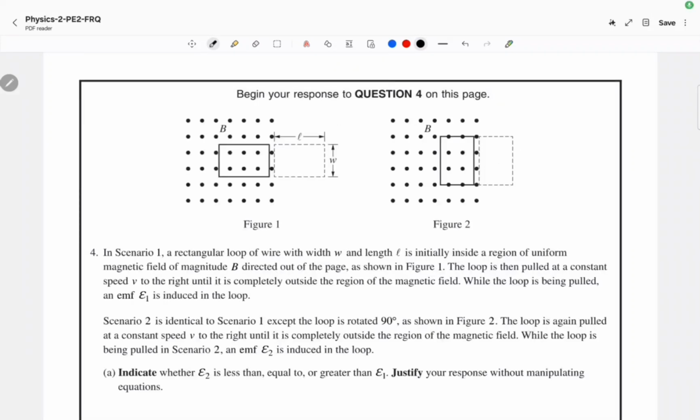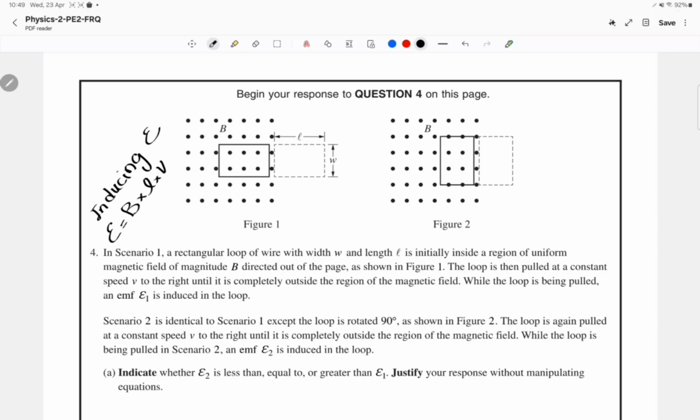All right, in scenario 1, a rectangular loop of wire with width of W and length of L is initially inside a region of uniform magnetic field of magnitude B, directed out of the page, because dots mean out of the page. The loop is then pulled at a constant velocity to the right. Now, of course, if you are going to be pulling the loop out of the magnetic field, you're simply inducing an EMF. And since we have the velocity here, we're going to say EMF is equal to B times L times V.